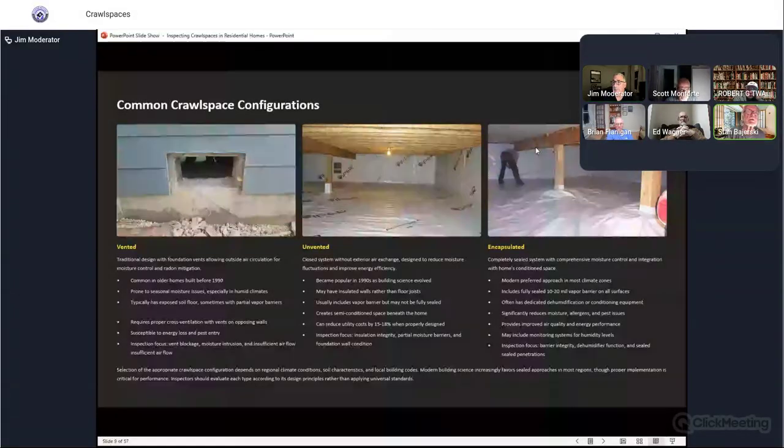So, unvented crawl space. Closed system without exterior air exchange, designed to reduce moisture fluctuations and improve energy efficiency. They became popular in the 90s as building science evolved. May have insulated walls rather than floor joists. Usually includes vapor barrier, but may not be fully sealed. Creates a semi-conditioned space beneath the home. Can reduce utility costs by 15 to 18% when properly designed. And inspection focus: insulation integrity, partial moisture barriers, and foundation wall condition.